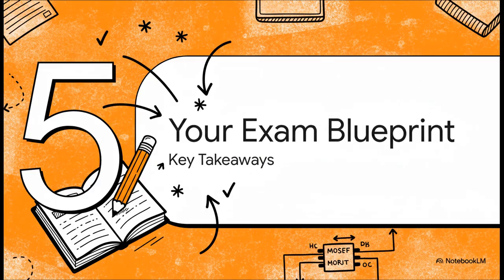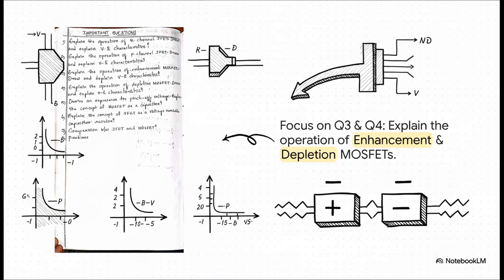Okay, everyone, pencils up, listen closely. This next bit is important. I'm talking exam important. Let's talk about exactly what you need to focus on to do well. Now, I've pulled this straight from your course materials. Look at questions 3 and 4 here. This is what you need to nail. You have got to be able to explain how both enhancement and depletion MOSFETs work. And you need to be able to draw their VI characteristics, the graph of voltage versus current. I can almost guarantee you this will be on the exam. It's a classic question. Master it.